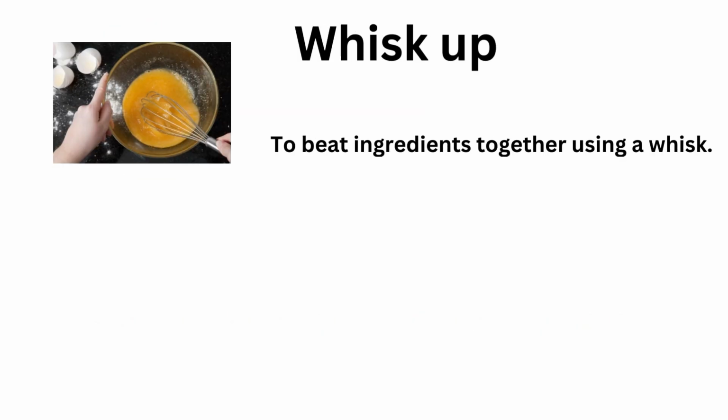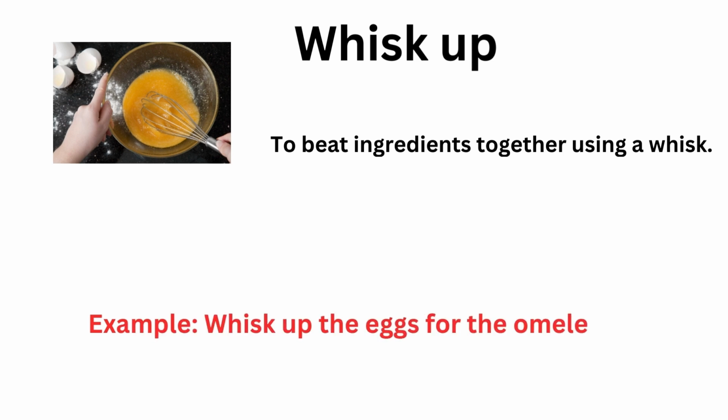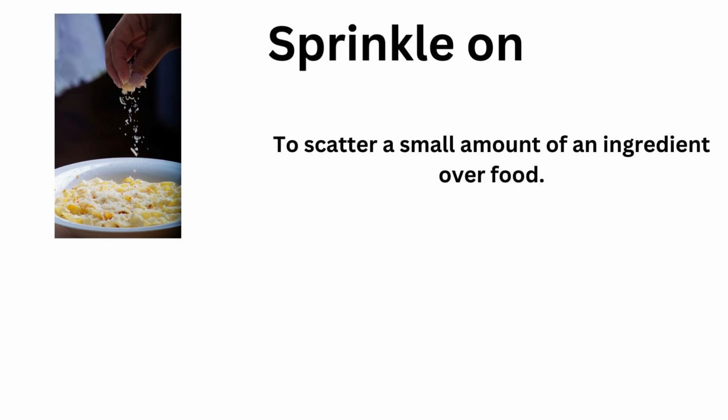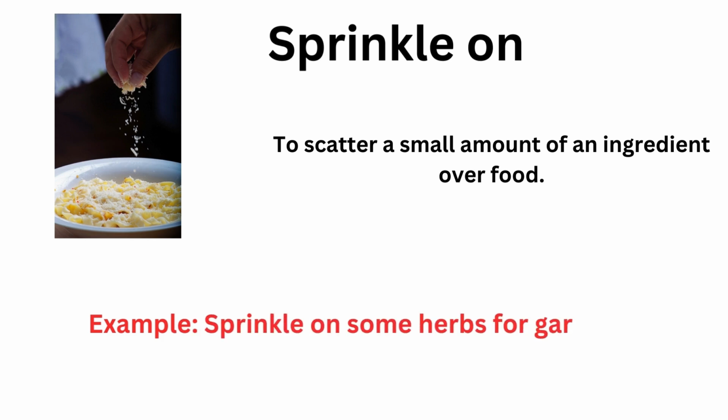Whisk up. To beat ingredients together using a whisk. Whisk up the eggs for the omelette. Sprinkle on. To scatter a small amount of an ingredient over food. Sprinkle on some herbs for garnish.